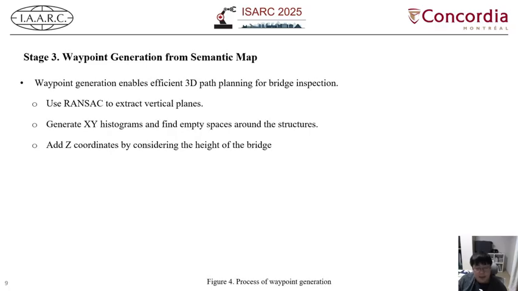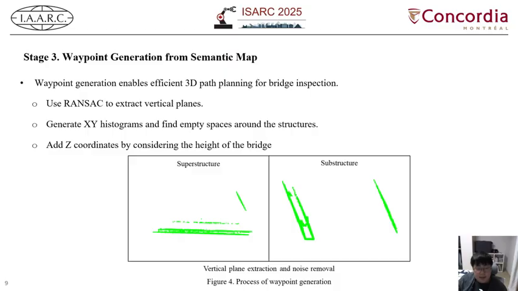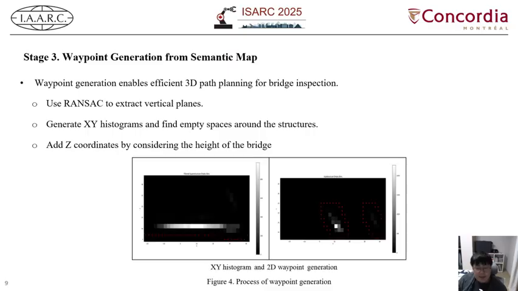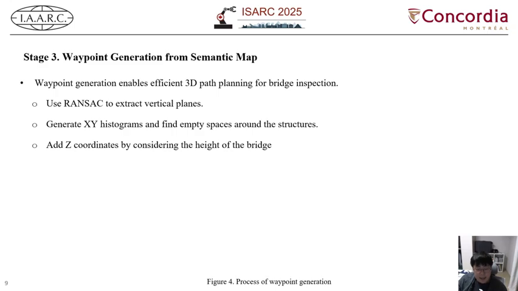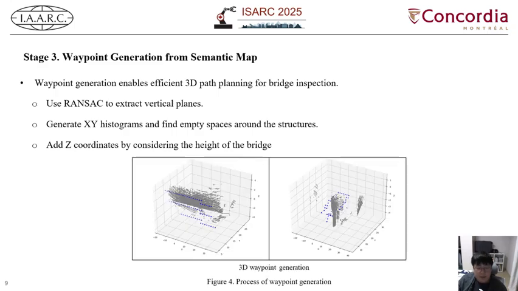The next step is to plan where the drone should fly to inspect the bridge. First, we use the RANSAC algorithm to extract vertical planes from the points, used to find the boundaries of the bridge. Next, we create XY histograms based on the distribution of superstructure and substructure. We find empty spaces around the structures and define the X and Y coordinates for waypoints. Then we add Z coordinates by considering the height of the bridge. With this, the drone can follow the path that covers the bridge surface.